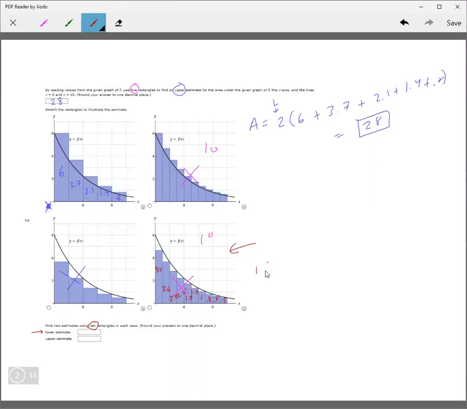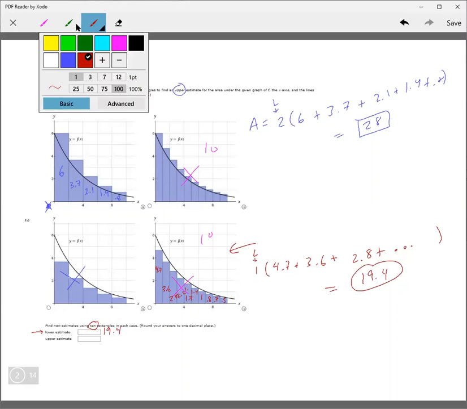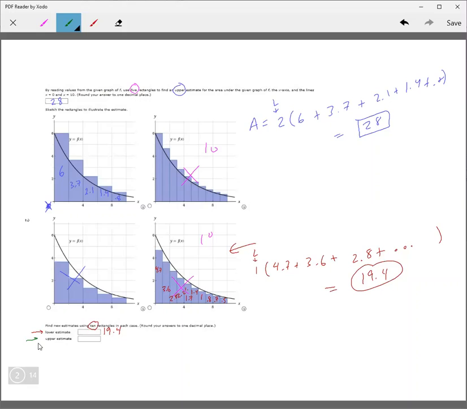The length here is 1 for each of these. Each of these rectangles is now length 1 instead of length 2. So 1 times, just add them all up: 4.7 plus 3.6 plus 2.8 and so on. And I get 19.4, so I'll put 19.4 there. Then for the upper estimate, this looks like a good one right here, and this is going to be a 6.